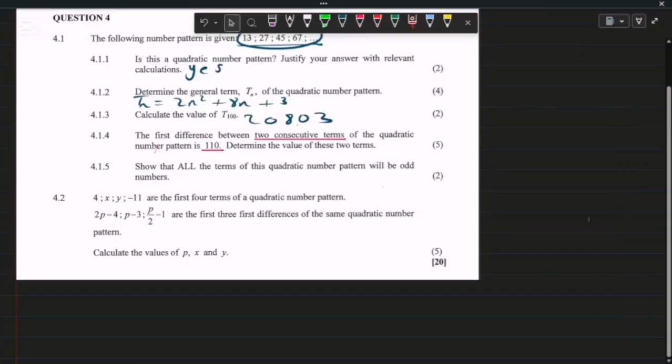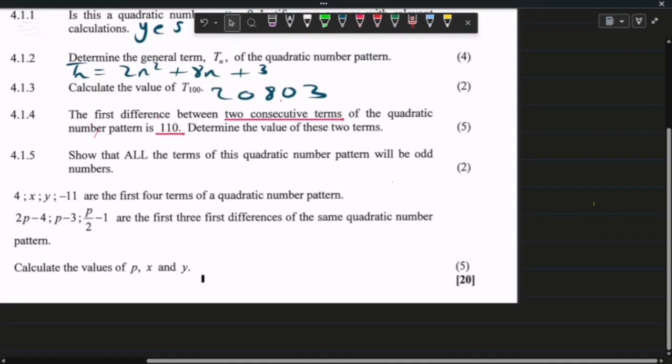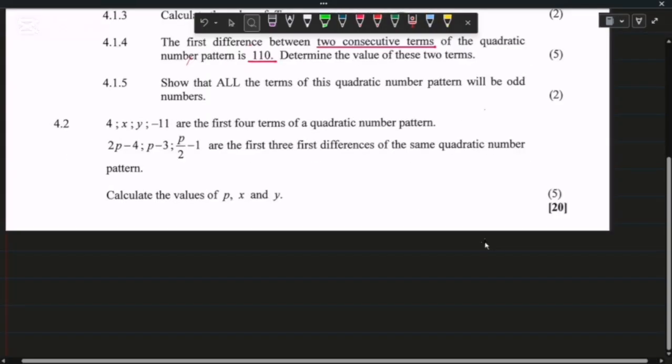All right, so let us continue. Now we are busy with 4.2. So let's get started with 4.2. 4.2 is a very interesting scenario as well.